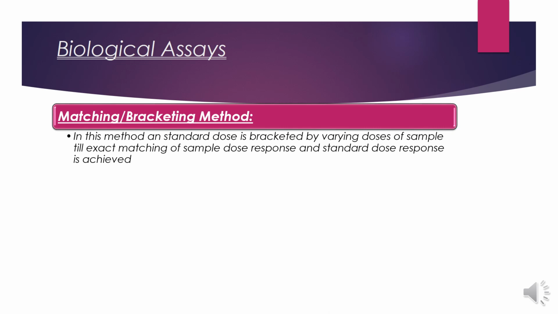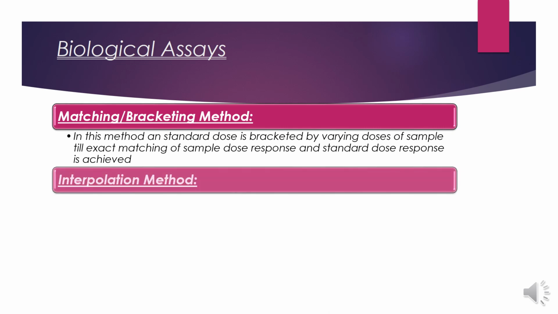So we are bracketing, dividing into different varying doses, and checking the dose of the sample that has the same response as the standard dose response among various doses of standard 1, standard 2, standard 3. We check which dose exactly matches the sample dose response in this method. Next method is the interpolation method.